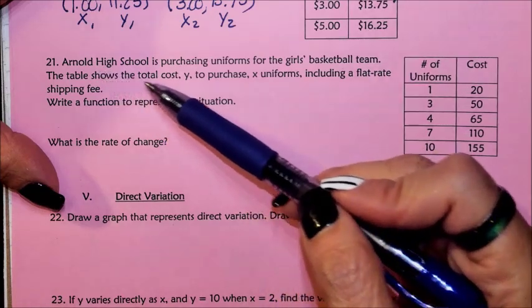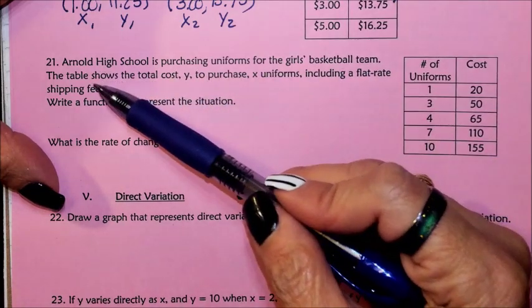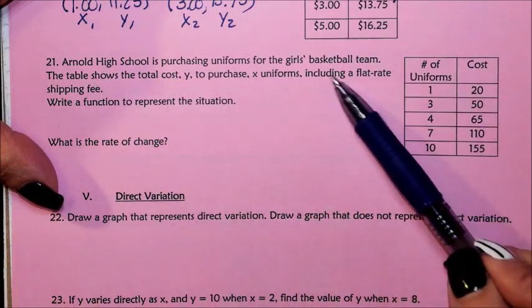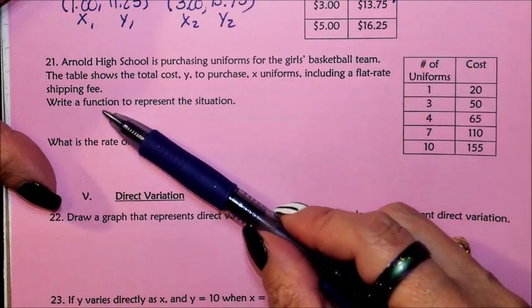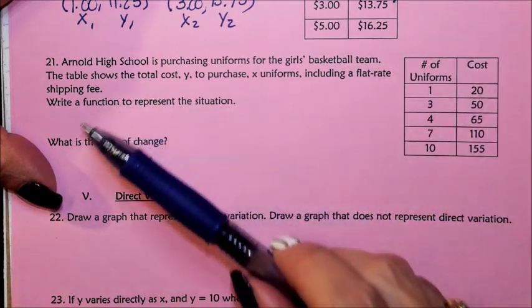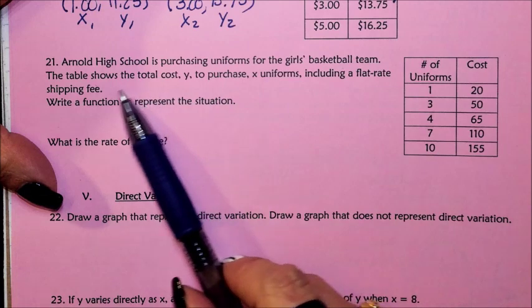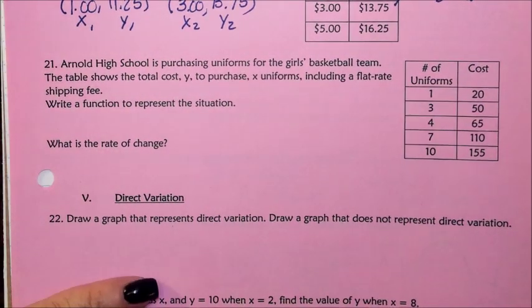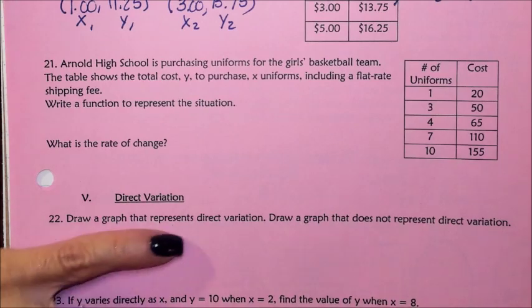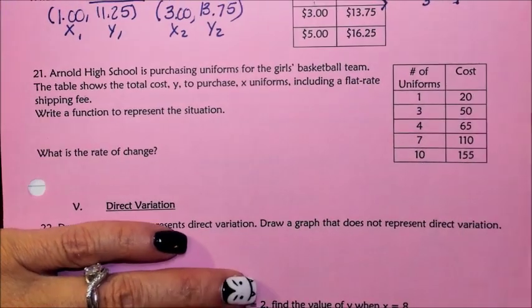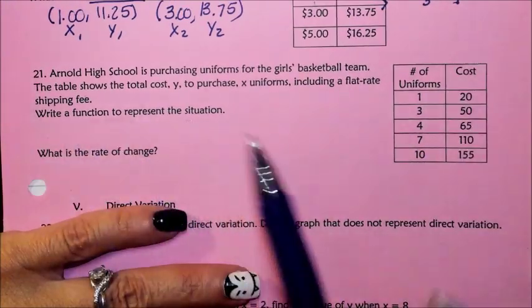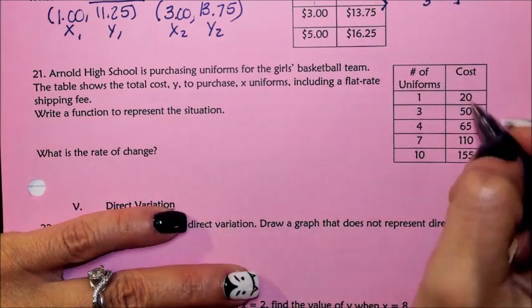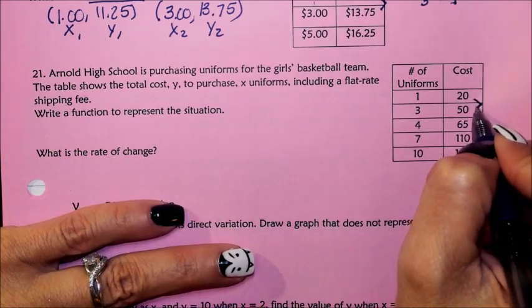Arnold High School is purchasing uniforms for girls' basketball teams. The table shows the cost to purchase uniforms, including a flat rate fee of, oh, it didn't even tell me what the flat rate fee is. Write a function to represent the situation. Okay, so it doesn't tell me the flat rate fee, does it? So first off, let's figure out the rate of change, because we're going to need it.